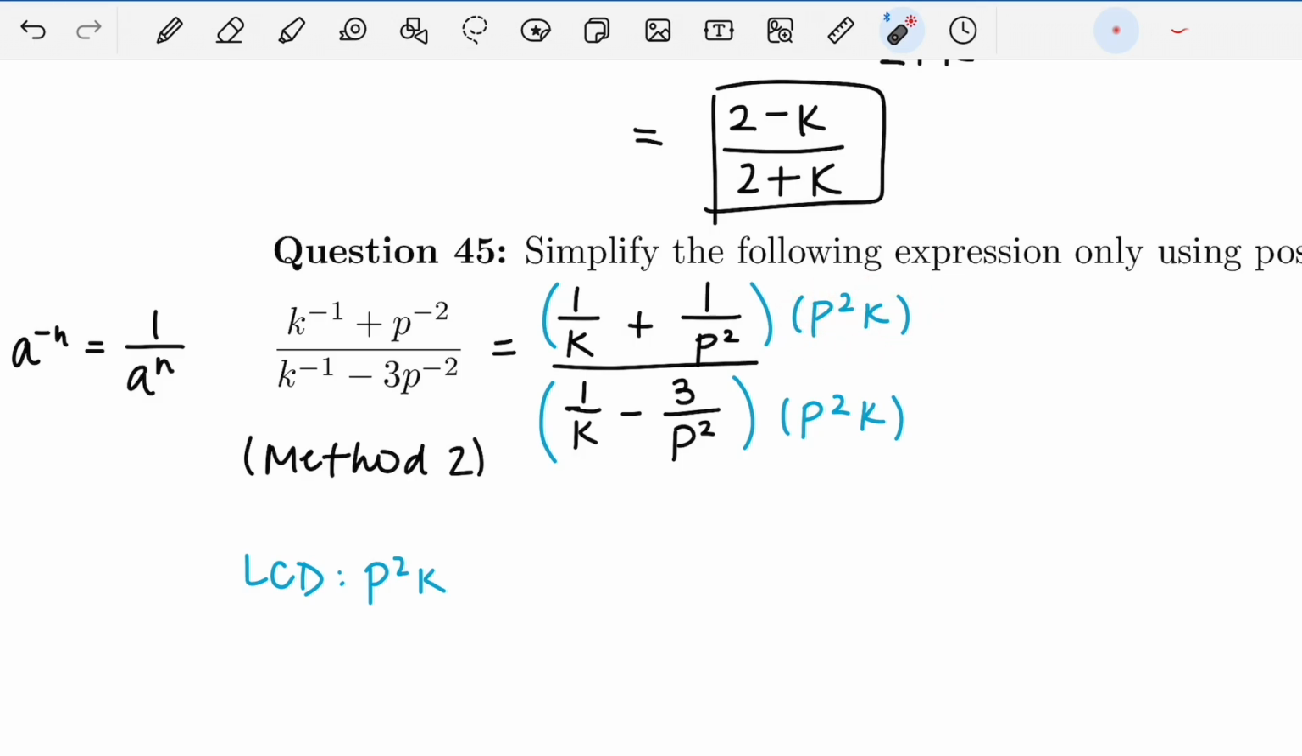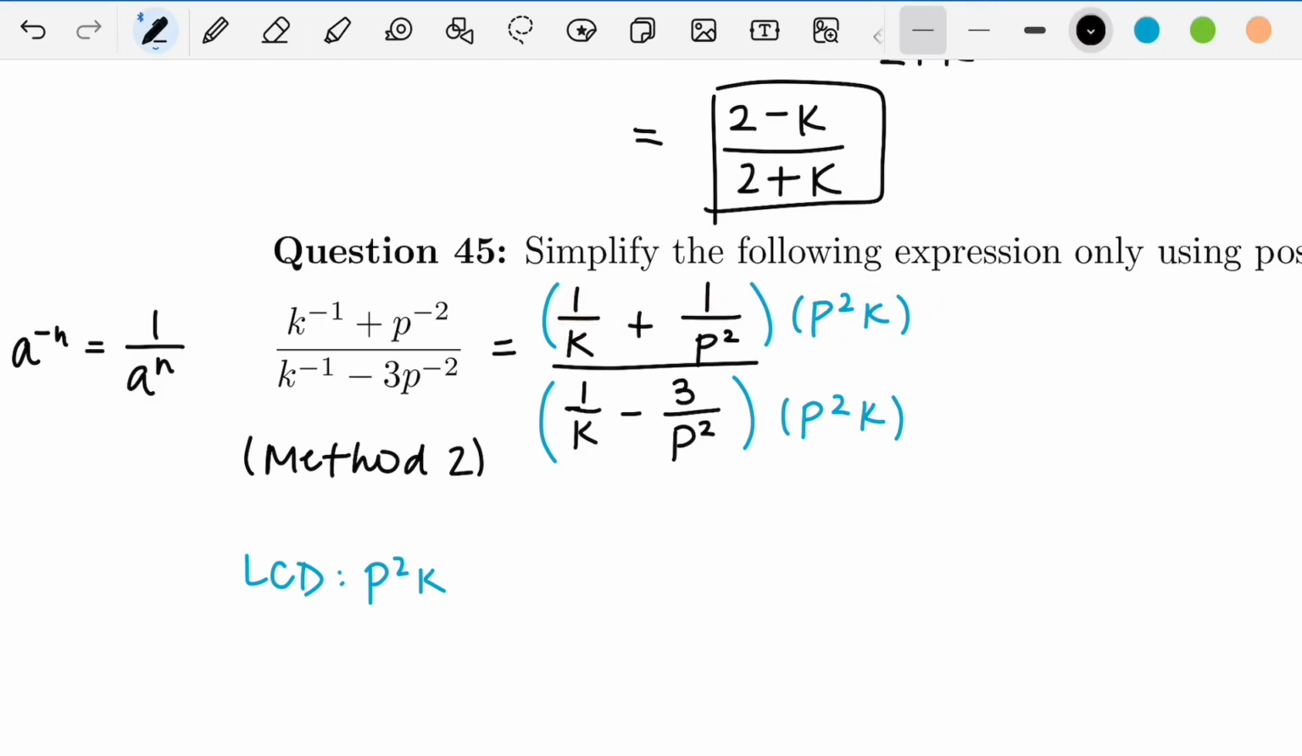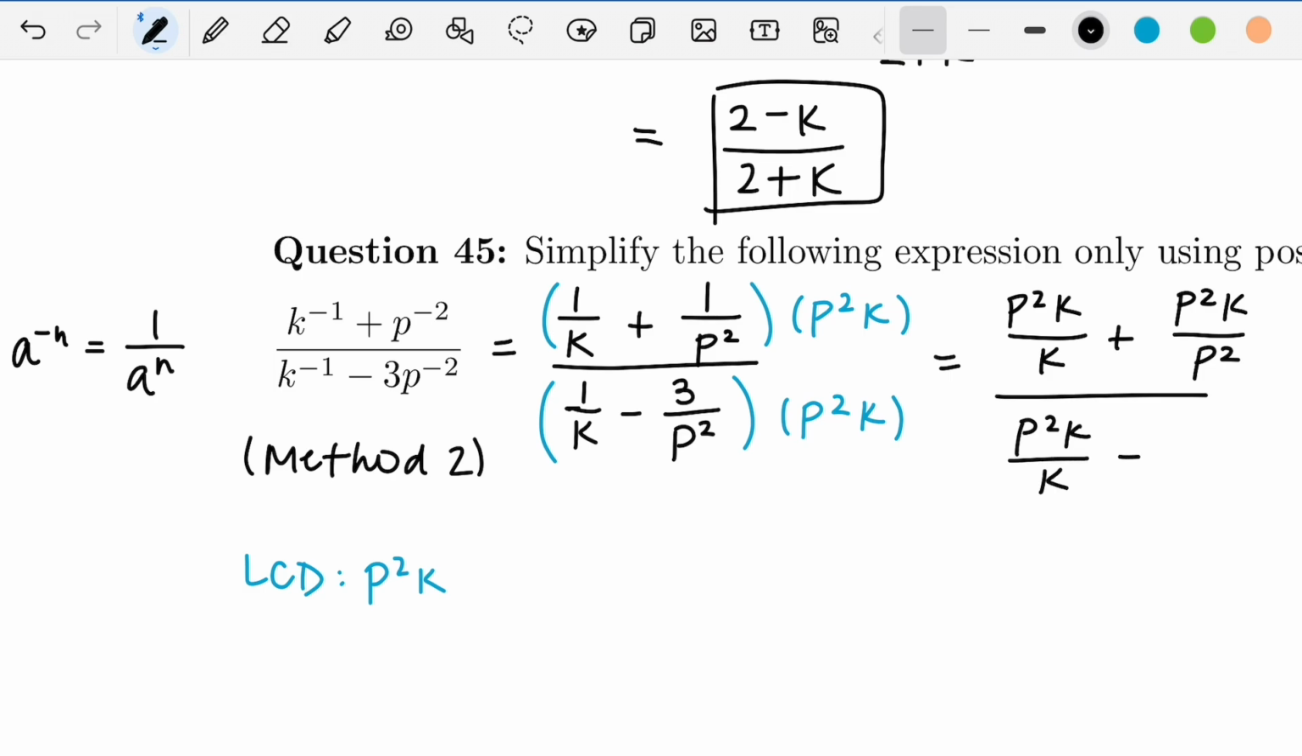Alright, so multiplying p squared to both of the fractions in our numerator, we're going to end up with p squared k over k plus p squared k over p squared. Doing the same thing, we're going to get p squared k over k minus 3 p squared k over p squared in our denominator here.